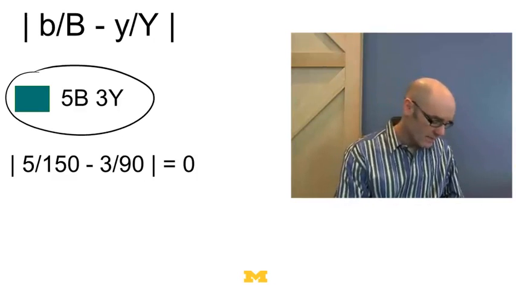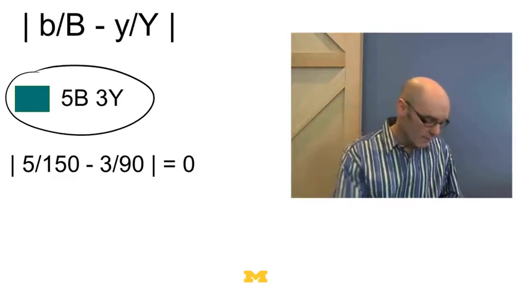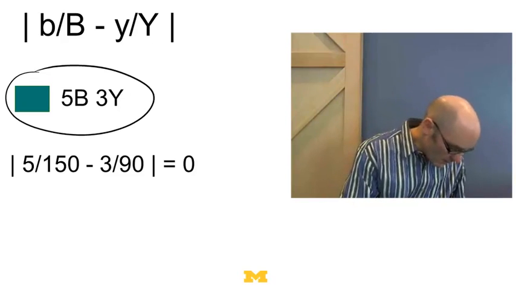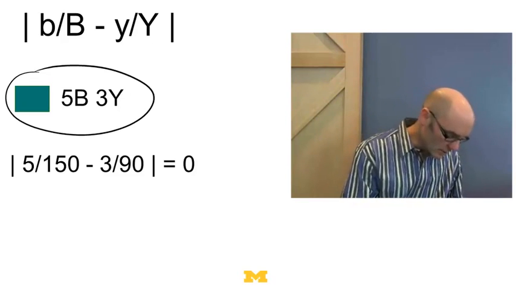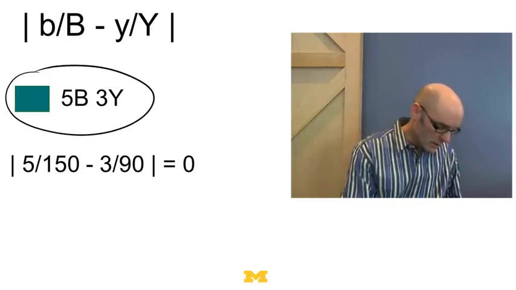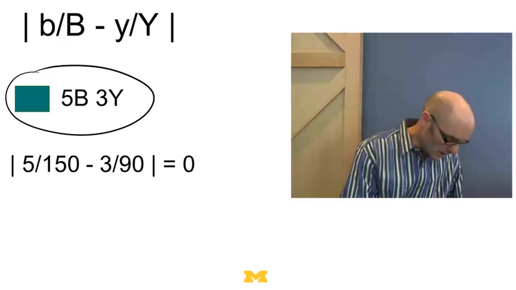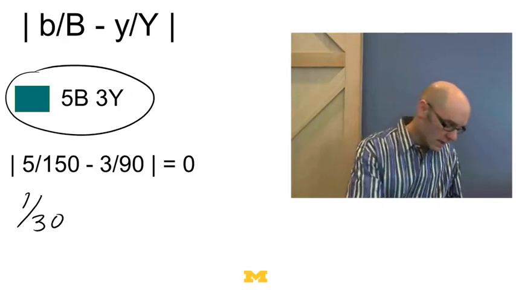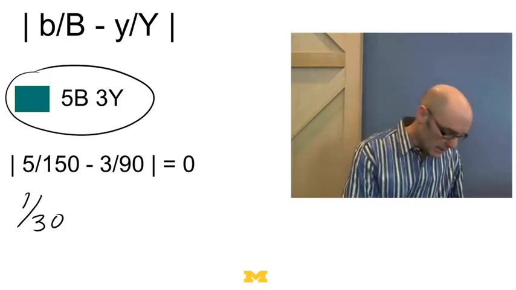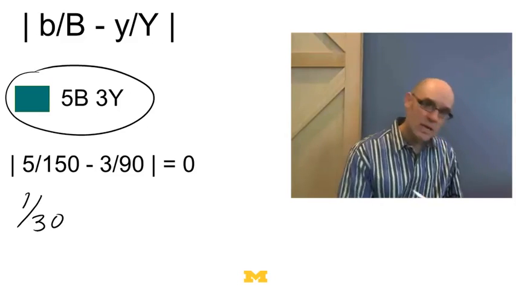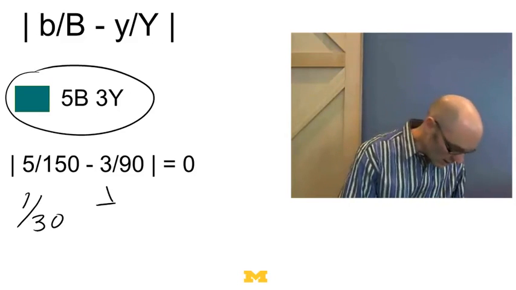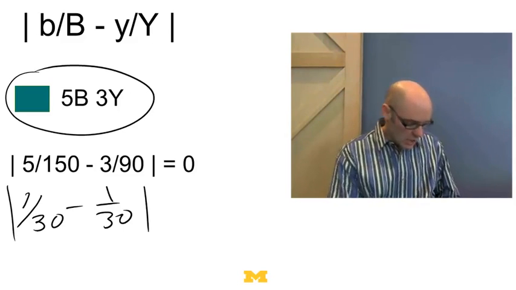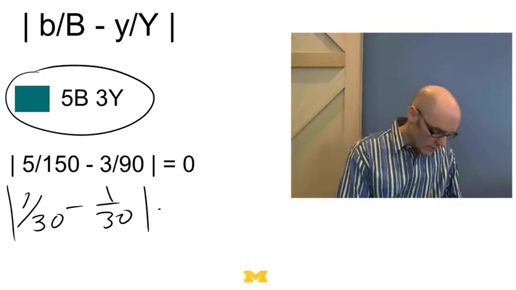Suppose I have a district that has 5 blue and 3 yellow. This would be a perfectly representative district. What that would mean is that 5 over 150, there are 150 blue people, and 5 of those 150 people live in this particular block. So 5 over 150 equals 1 over 30. So 1 out of every 30 blue people lies inside that block. Now there are 90 yellow people, and 3 out of the 90 yellow people live in that block. So 1 out of 30 yellow people live inside that block, or poor people live inside that block. So 1 over 30 minus 1 over 30 equals 0.